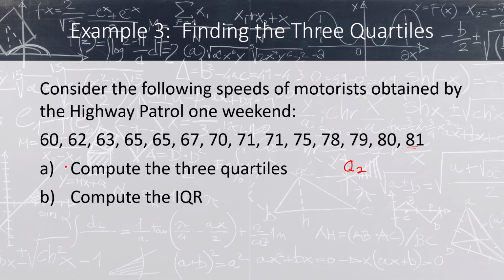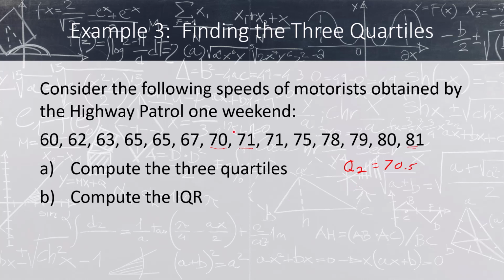An even number of values, because there's going to be 2 numbers in the middle. 1, 2, 3, 4, 5, 6, 7. Okay, that's one number in the middle, and this will be the other number in the middle. How do I know that? 1, 2, 3, 4, 5, 6 on each side. So the Q2, or the median, is going to be the average of these 2 values. The average of 70 and 71 is 70.5. So Q2 is equal to 70.5.